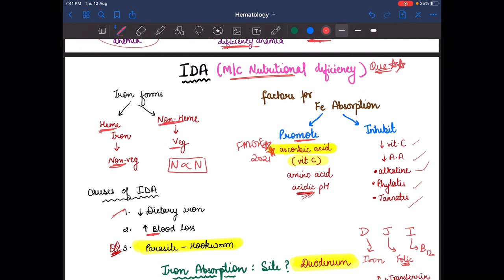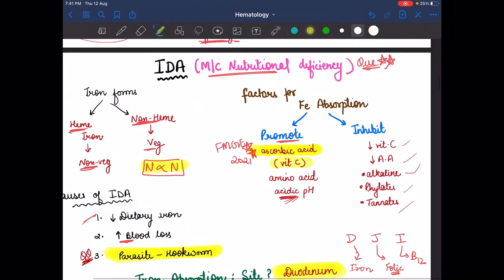Now here are the iron forms. The iron forms are heme iron and non-heme iron. N is for N, meaning non-heme is for vegetarian people, and heme iron is present in non-veg food. So heme iron is present in non-veg, and non-heme iron is present in vegetarian food such as vegetables.